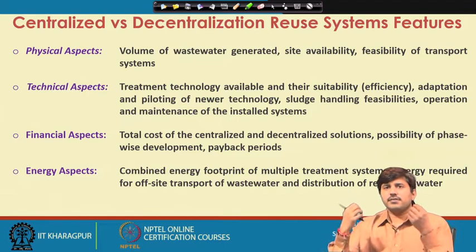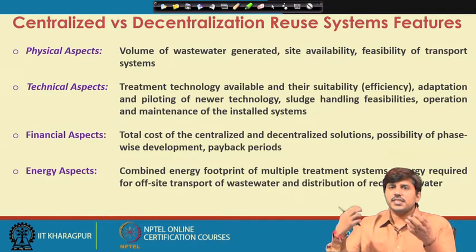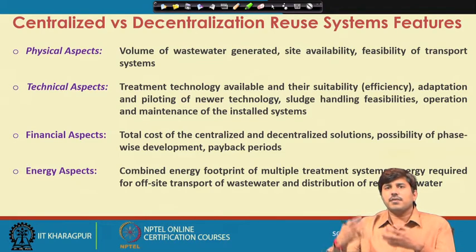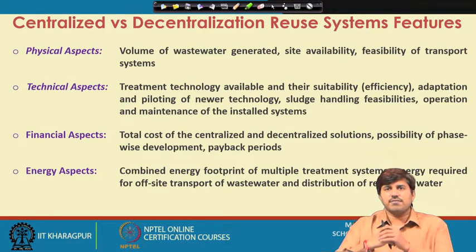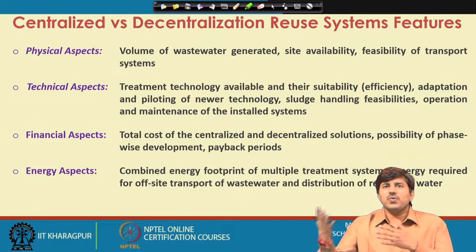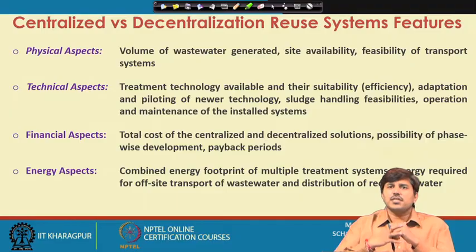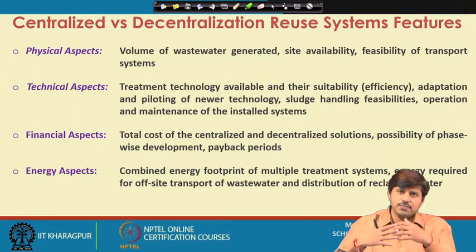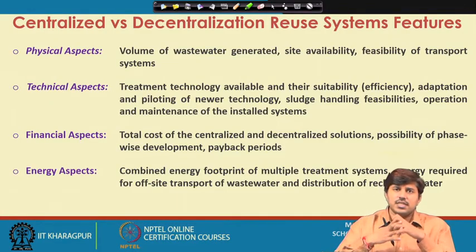And then, let us say decentralized systems. As we said, there are various options or various scales of decentralized. If we see that household scale decentralized is not going to be effective, then what scale of decentralized is going to be cost effective? Then another aspect is the possibility of phase-wise development, as we were just talking, that it is very difficult with centralized systems and far easier with decentralized systems.